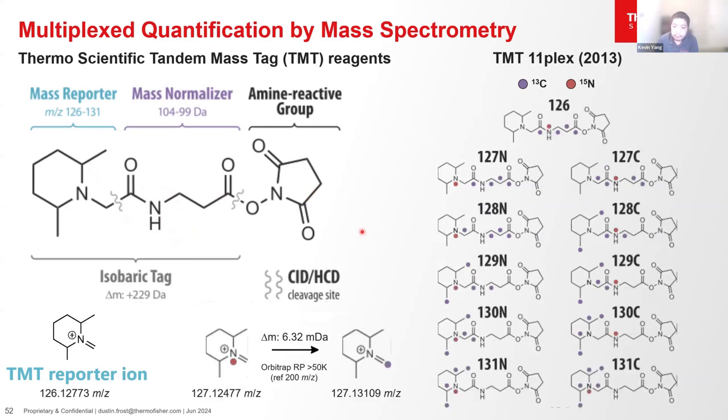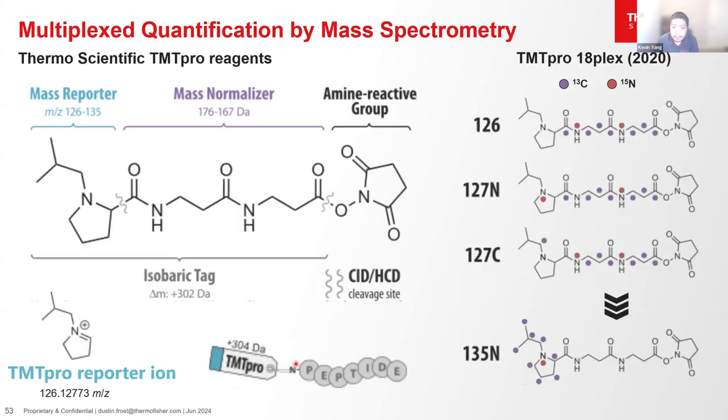A few years later, we further expanded that to TMT 11-plex. We have the carbon-13 heavy isotope swapped for nitrogen-15, and that gives a delta mass of 6.32 millidalton, which can be differentiated on high-resolution mass analyzers such as Orbitrap. And then we further expanded that to 18-plex for higher multiplexing and also for improved fragmentation.